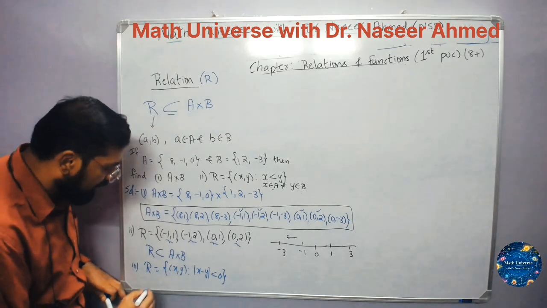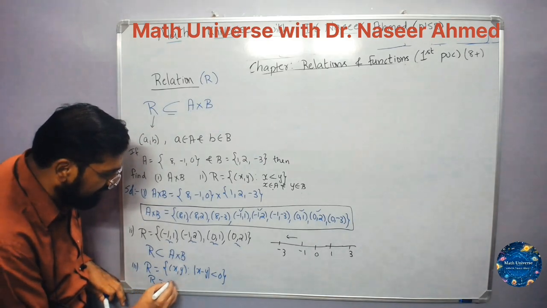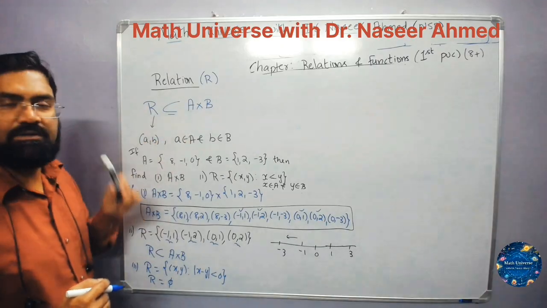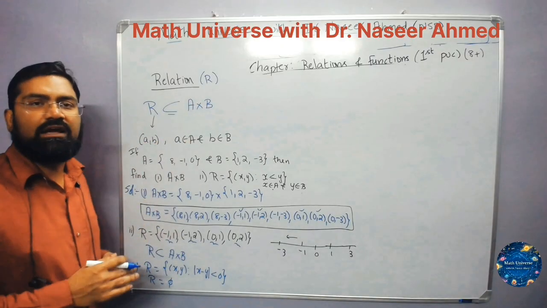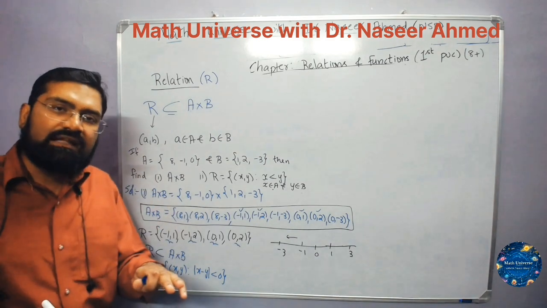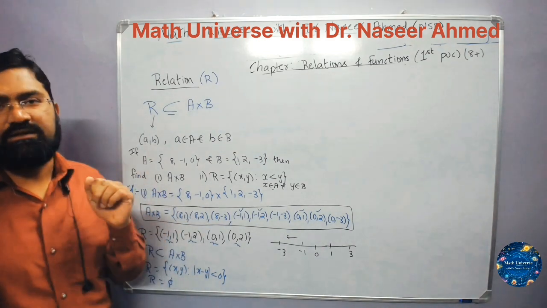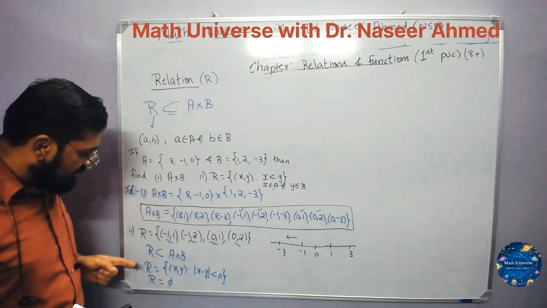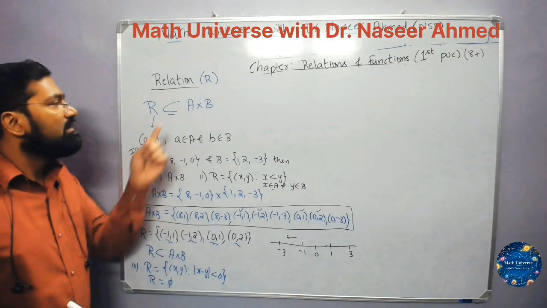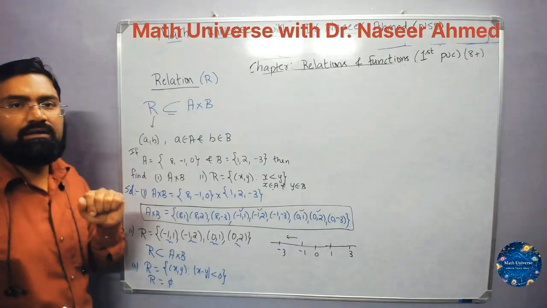None of the elements will obey. In that case, R is what? Empty set. So I have tried to convince you that R is a subset of A cross B. When R is a subset of A cross B, from chapter 6 we know that every set A will have the empty set as well as the given set A itself as subsets. So here also, every relation R will have the empty set, and itself, nothing but A cross B, can also be the relation.